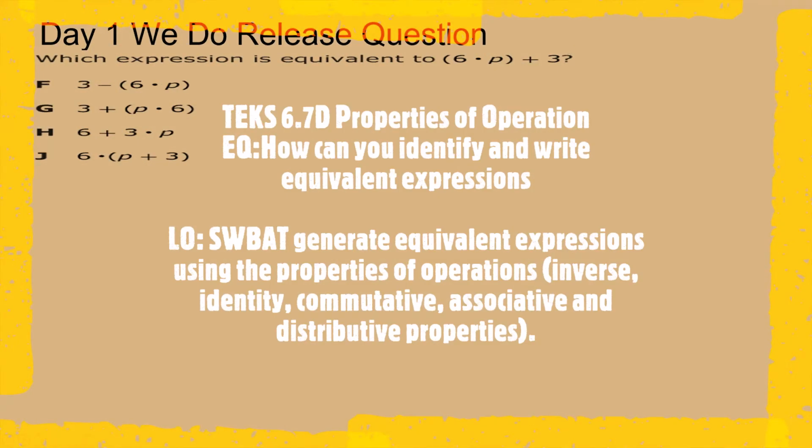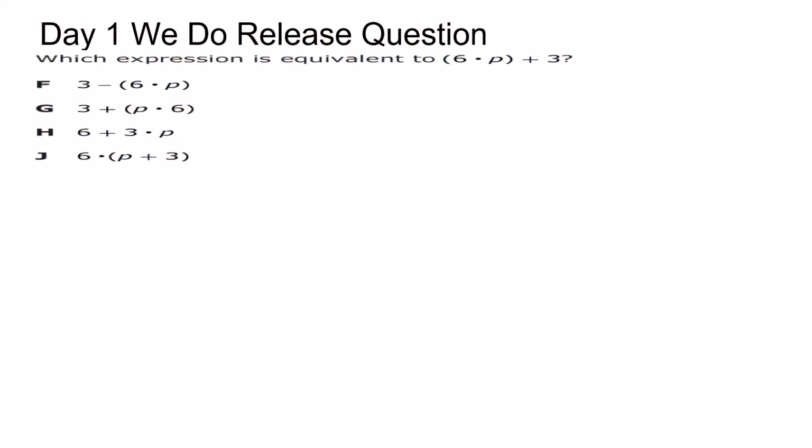Today we will be covering TEKS 6.7D, which is the properties of operations, and we're on the redo release question. Okay, let's start. Which expression is equivalent to (6 times p) plus 3?